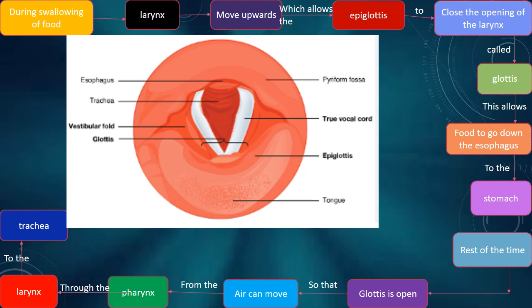During swallowing of food, the larynx moves upwards, which allows the epiglottis to close the opening of the larynx, called the glottis. This allows the food to go down the esophagus to the stomach. The rest of the time, the glottis is open, so that air can move from the pharynx through the larynx to the trachea.